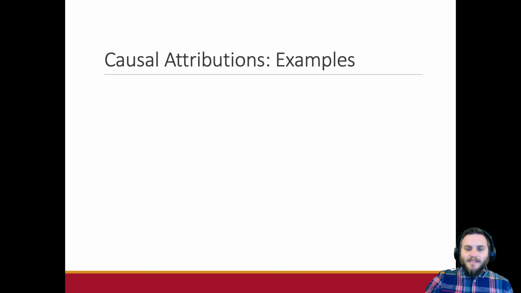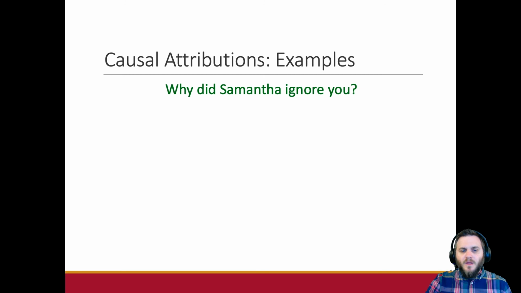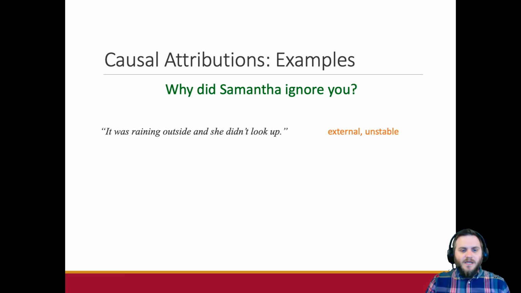So a couple more examples for you. Why did Samantha ignore you? Now, there are 4 ways in which we could talk about this, all the combinations of locus and stability, but I'm only going to give you 2 just to munch on for a little bit. It was raining outside and she didn't look up.